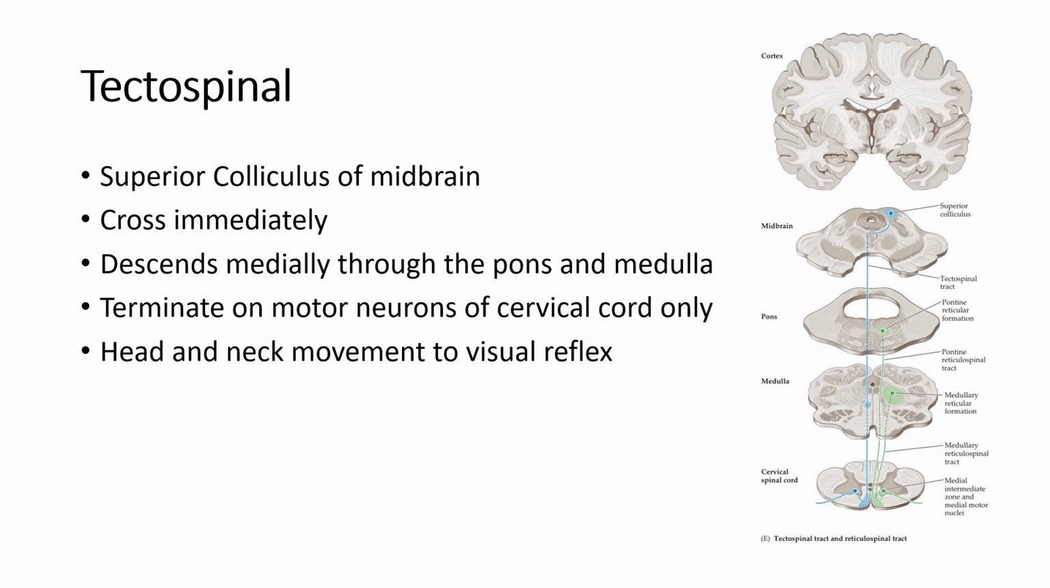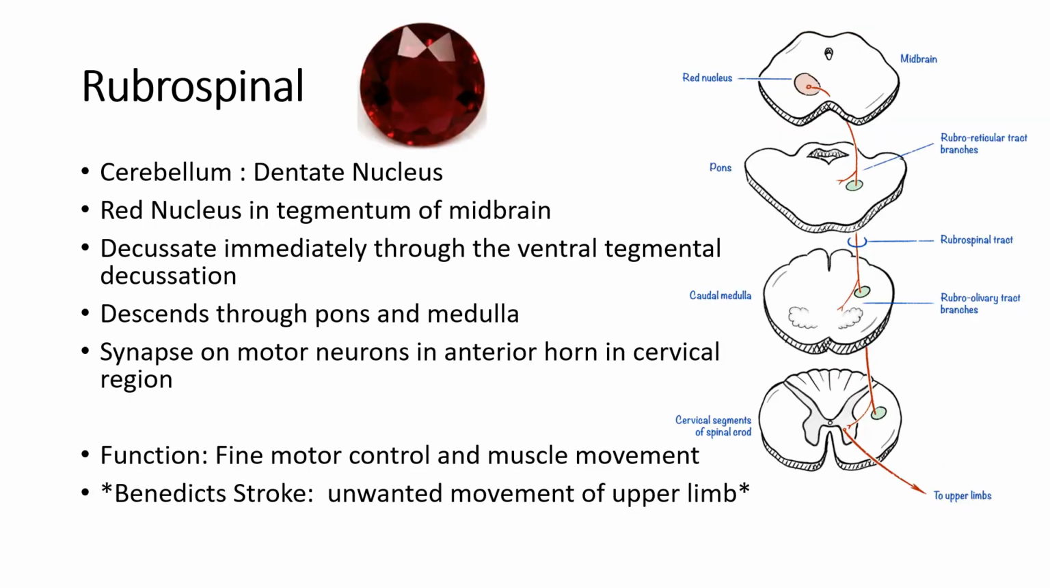So superior colliculus, you see something out of the corner of your eye, you turn and look. That's why we're going to turn and look and have this only synapsing at the cervical cord. Head and neck movement to that visual reflex. Rubrospinal is going to be the flexion protection aspect that can be coordinated with that as well.